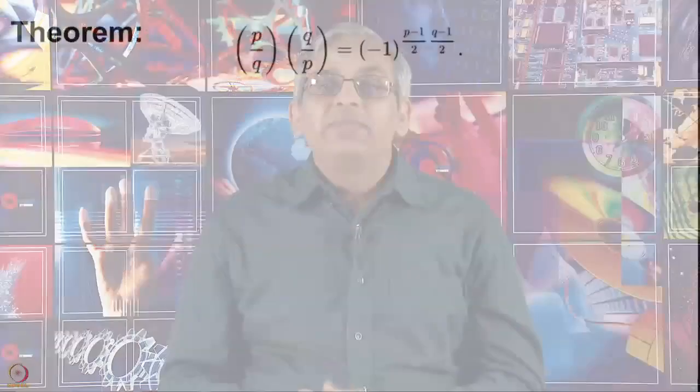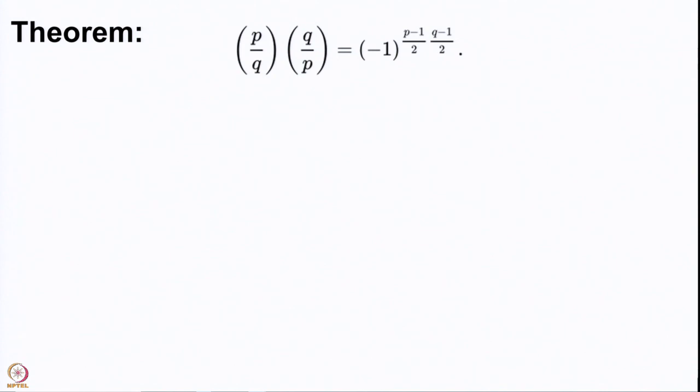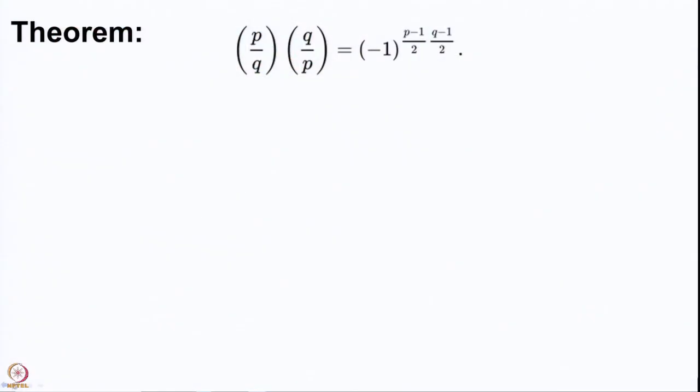The theorem is there in front of you. It says if P and Q are odd primes, we are now starting with odd primes all the time, then the product of these two Legendre symbols is given by -1 to a power, and this power is (P minus 1)/2 times (Q minus 1)/2. So, the things that we should always note are the following. This is a standing assumption.